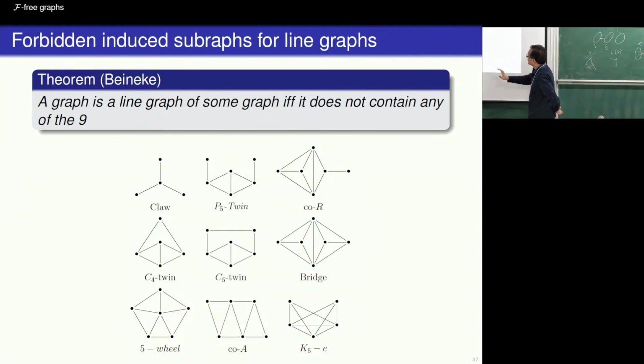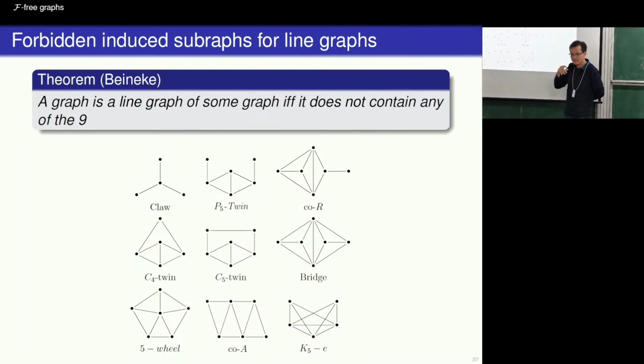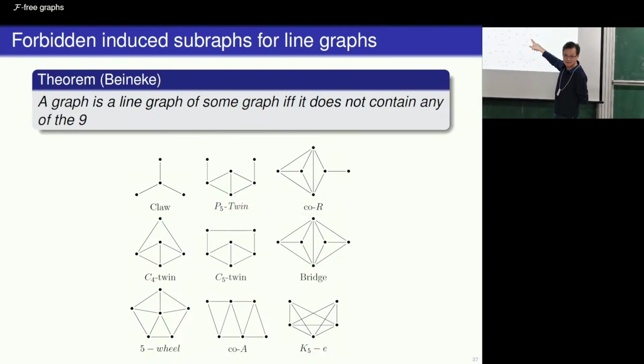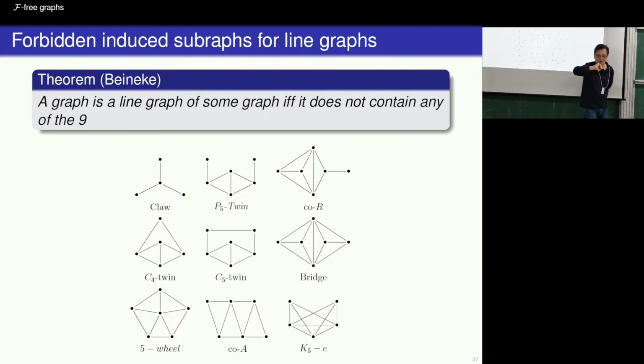So for example, in this list, only 3 graphs have a K4. This, and this. Then this one has a K4, yes. This, and this. So you may ask, okay, what if I forbid one of these graphs? What is known is if I forbid co-R, then I can color it in polynomial time. If I forbid bridge, then I don't know how to do it yet. But if I forbid the bridge and the C4 twin, then I know how to color it.